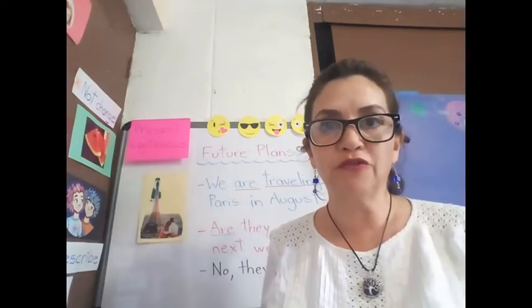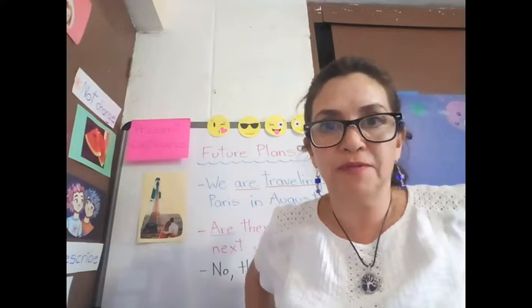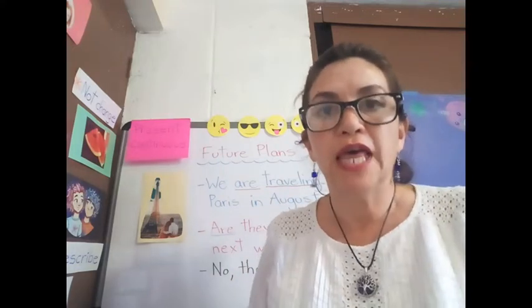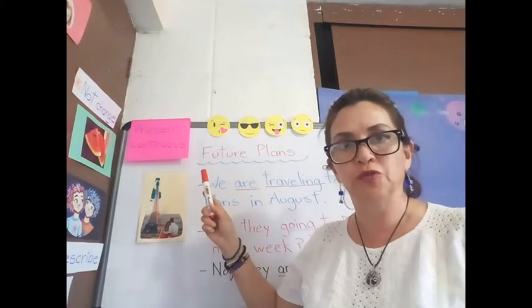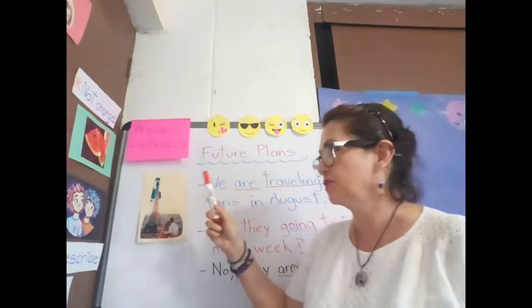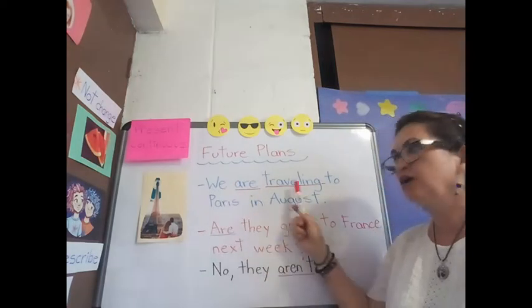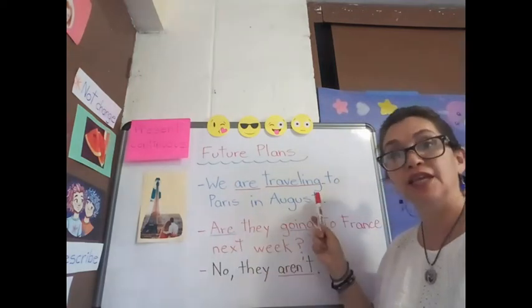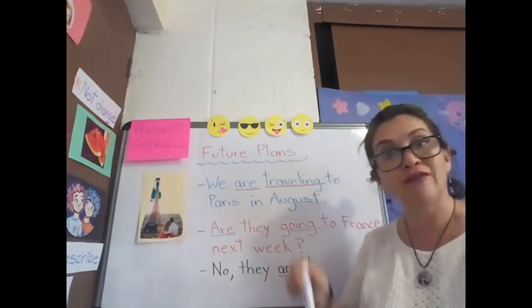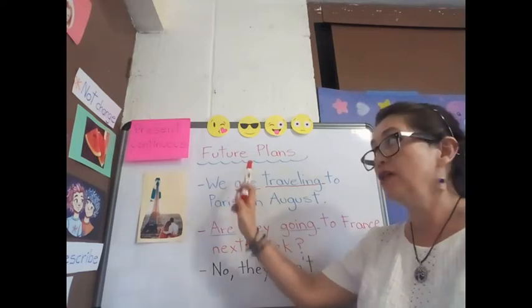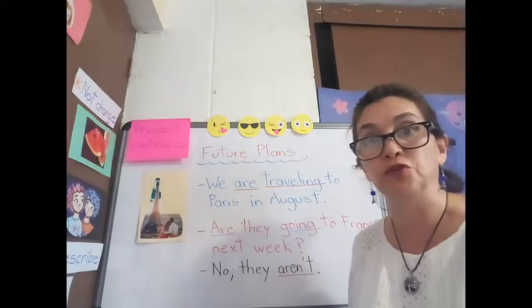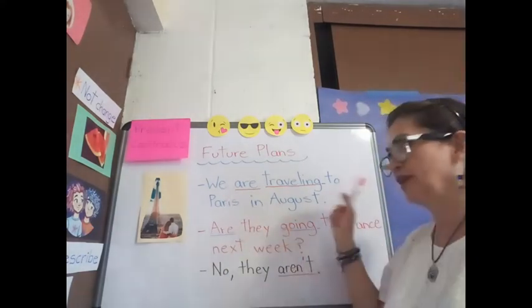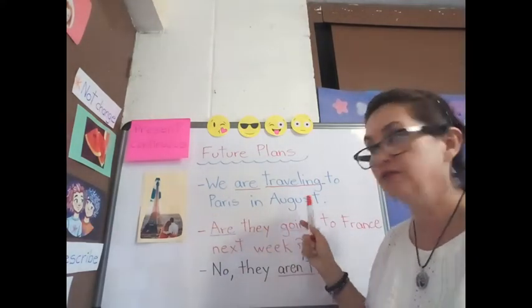Let's see another form of the verbs in present continuous. The ing form also is to talk about future plans. Let's see these examples. We are traveling to Paris in August. We are not traveling right now. We have the plan for going to Paris in the future. We are traveling to Paris in August.